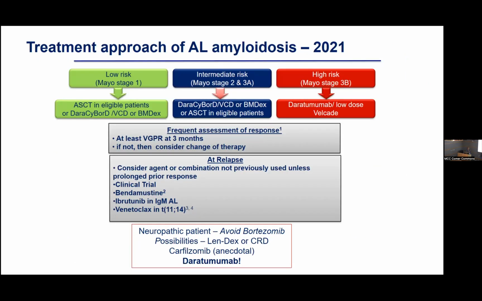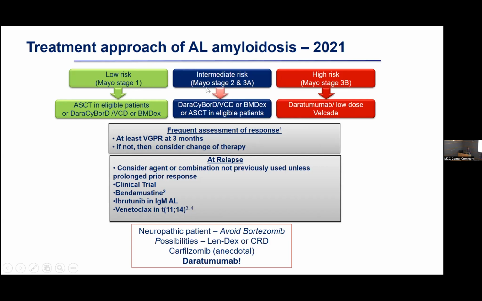Okay, so here's kind of the summary. If they're low risk, you could still offer auto. I think it's a discussion: auto is a one-time treatment that they could have a gazillion years of remission from, but we don't know yet that you can have a gazillion years of remission with Dara-CyBorD, but we know that with 2 or 3 cycles, you can get a light chain less than 10. So I just tell my patients, for all we know, you'll get just as durable a remission. And if it doesn't work, then we'll do the auto. So I'm not really doing auto much anymore.